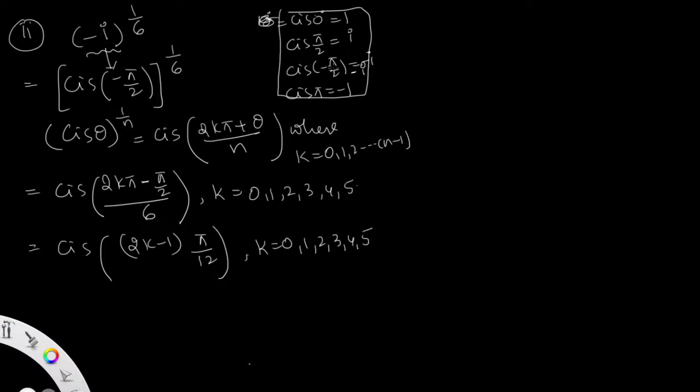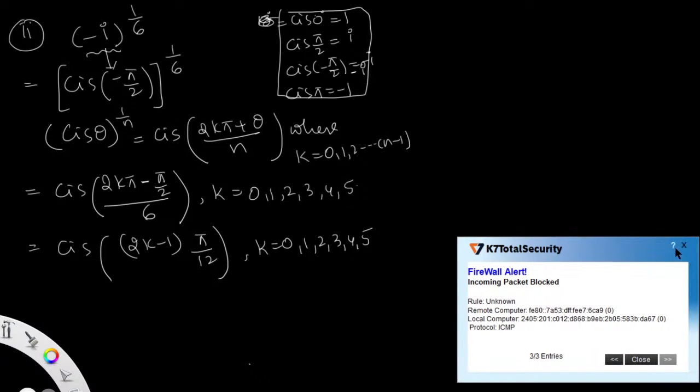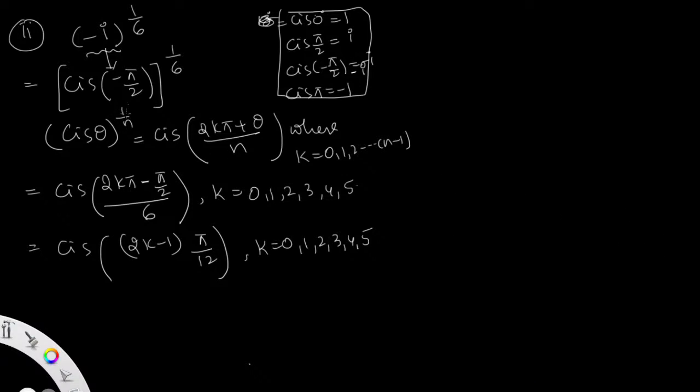That's all, this is the answer. Minus i in the shortest form is cis of (−π/2), so the value is known. Don't write it by converting, no need; we can directly write cis of (−π/2) whole to the power of 1/6. Now it is in the form of cis θ as nth roots of unity, that is cis of (2kπ + θ)/n, where k = 0, 1, 2 up to n − 1. This is the formula for (cis θ) to the power of 1/n.